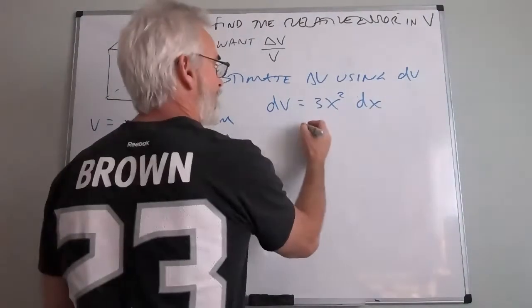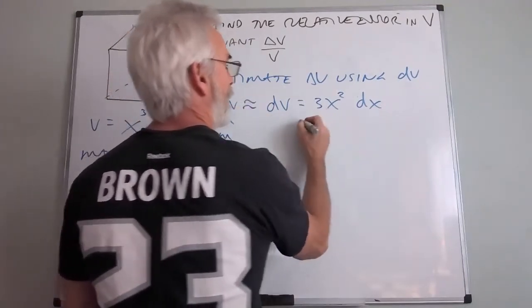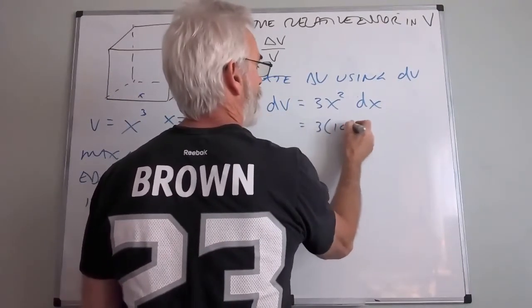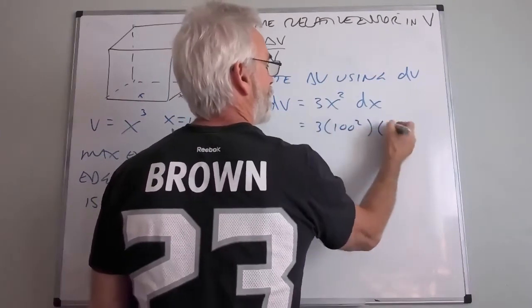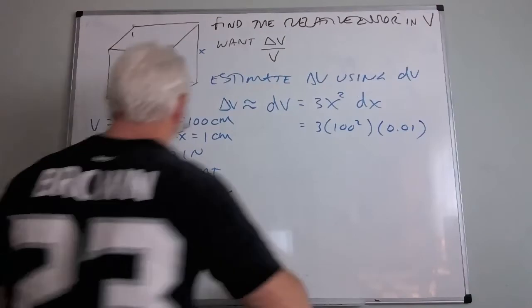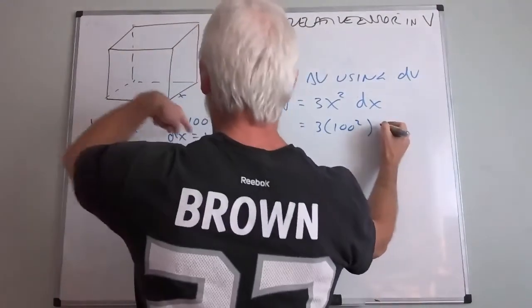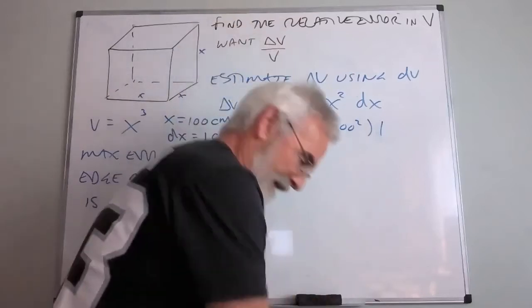Okay, so in this case, that would be what? And by the way, that's my estimation of delta V. That would be 3 times 100 squared times 0.01. I'm sorry, we were using 1. Sorry, right there.